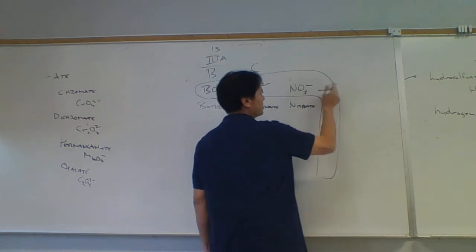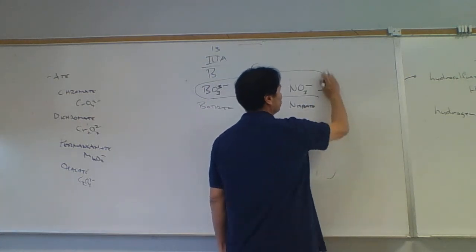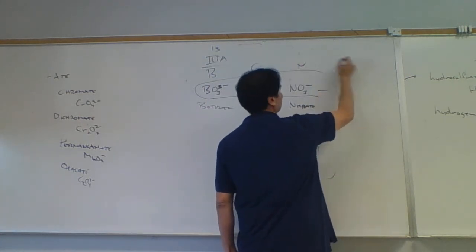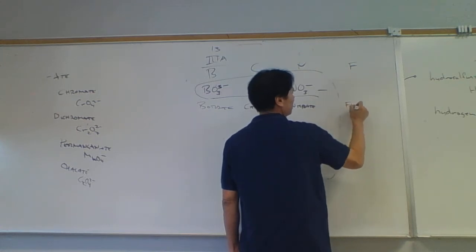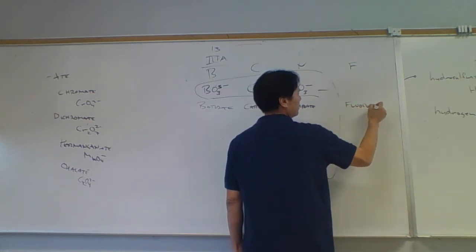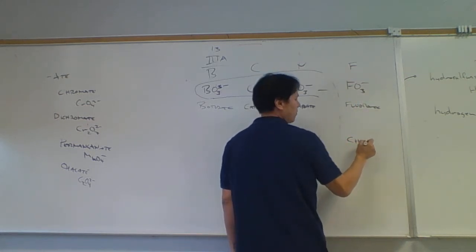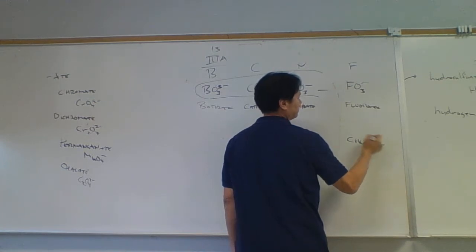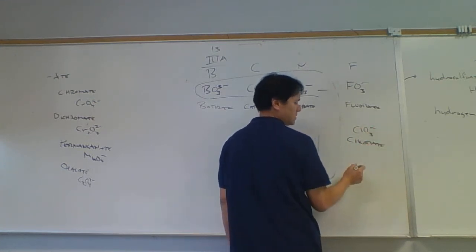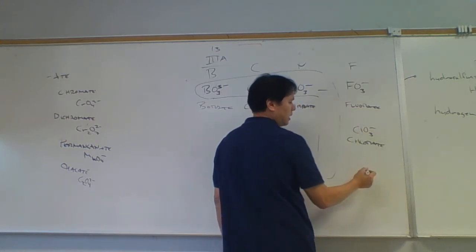And then oxygen we skip. And then we go to fluorate. What is fluorate? Okay, take a guess what fluorate is. Fluorate is going to have FO3, 1 minus. Chlorate, ClO3, 1 minus. And so it stays the same.